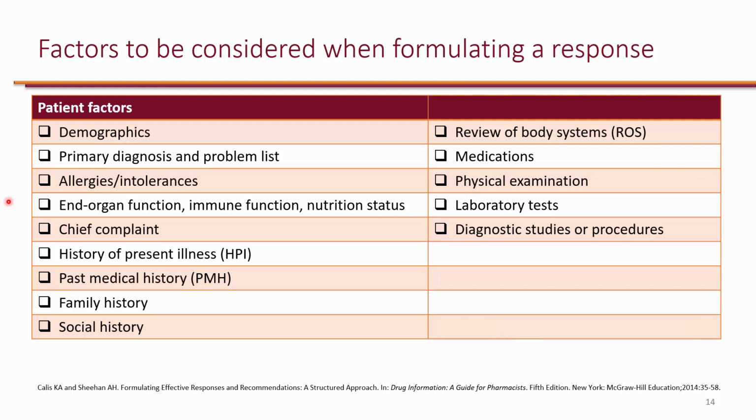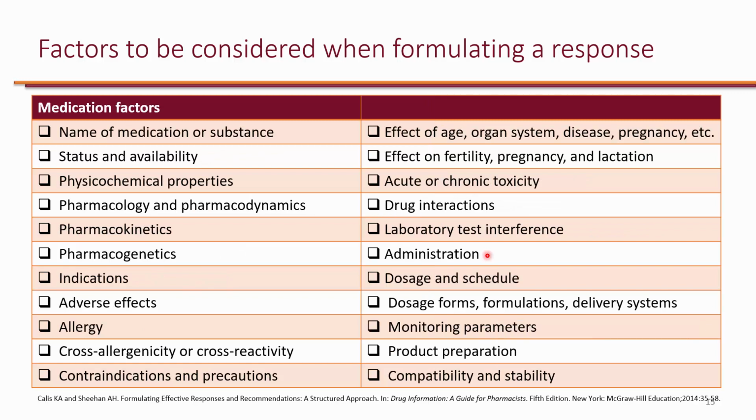You also want to consider the patient's chief complaint, HPI or history of present illness, past medical history, and so forth. These are usually available from SOAP notes. More challenging to find in the community setting. So if you are in the community setting, you may have to call physicians or nurses to get the needed information. You also need to consider medication factors.